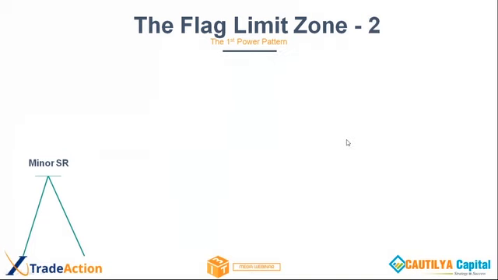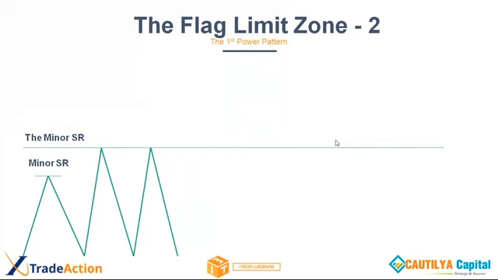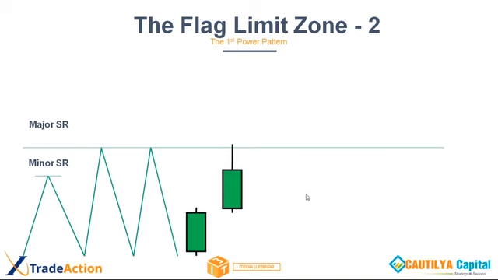Now the same story. There was an SR line. Case 2. Friends, flag limit zone. Case 2. Now major SR was formed. Again price is going up. It kissed and came down. Did this engulf the SR, friends? Did the price engulf the SR? No. Very good. Everyone knows what engulf is. Then price engulfed the SR, something like this.